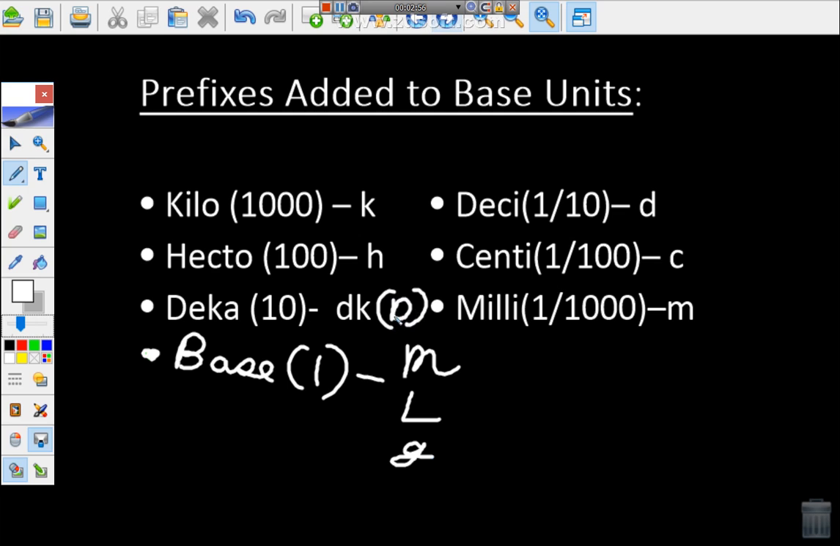Deci is 1/10, and it's abbreviated as a D. You can also look at this as 0.1. Centi is 100th with an abbreviation of a C, and that's 0.01. And finally, milli, abbreviation M, so that's a 0.001. And so you have an idea of where these are.